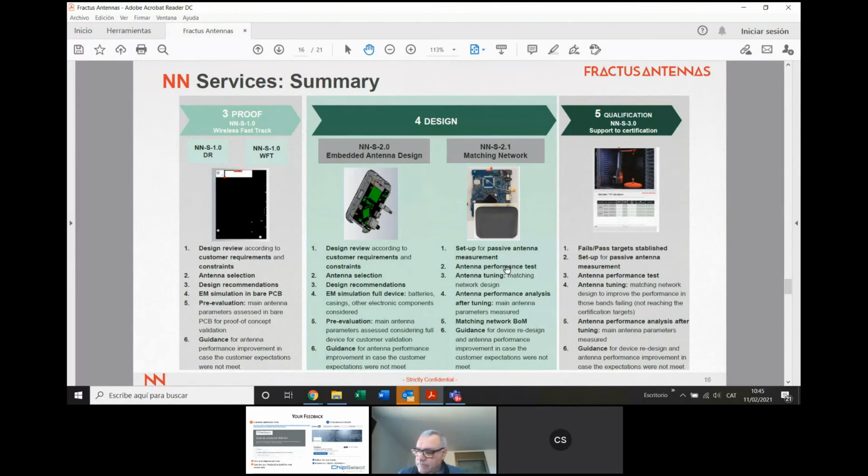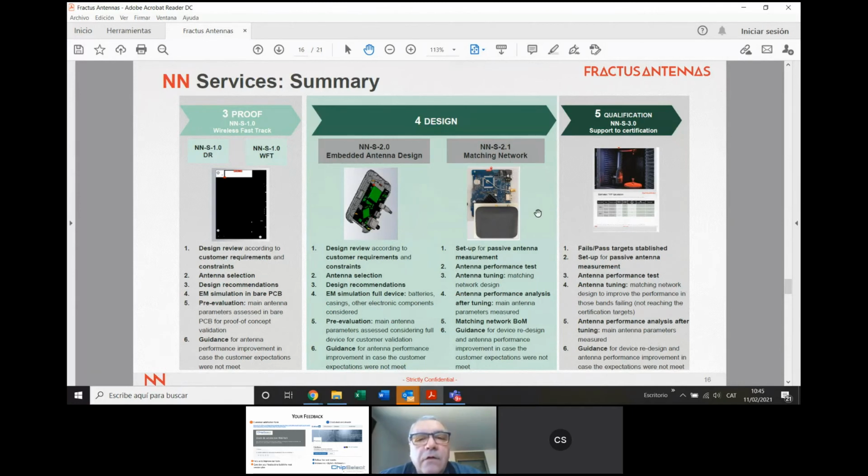Julien is asking the question, what is the rough order of magnitude for the NRE cost for the NN-S-XX, so the other services? The NS and S 2.0, 2.1, and 3.0?